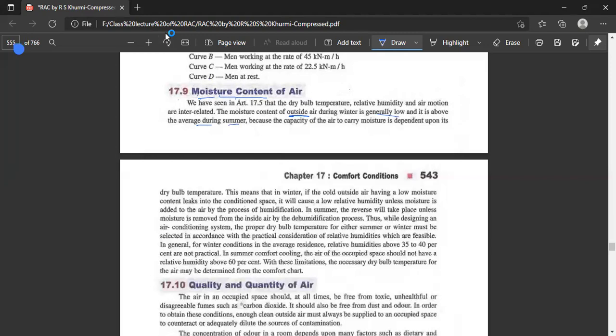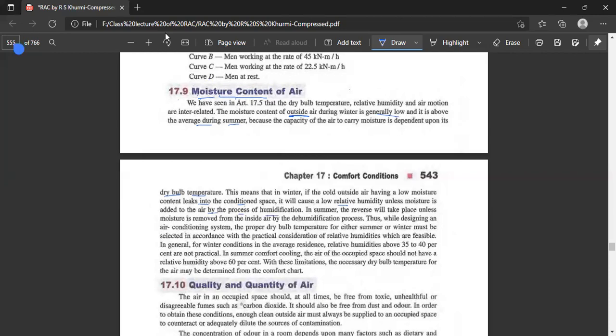Now, the capacity of the air to carry moisture is dependent upon its dry bulb temperature. The moisture content in the air depends to a good extent on its temperature. That means that in winter, if cold outside air having a low moisture content leaks into the air conditioned space, it will cause a low relative humidity unless moisture is added to the air in the process of humidification.